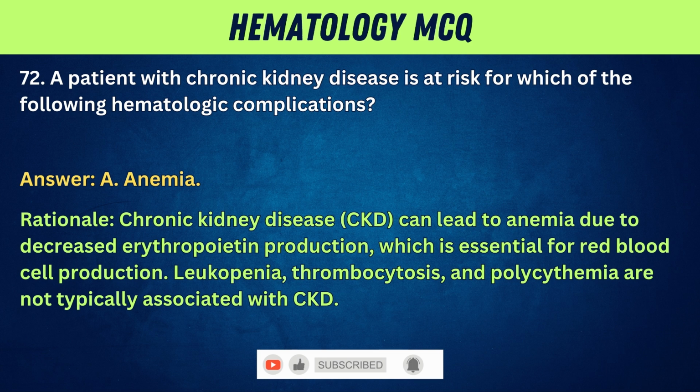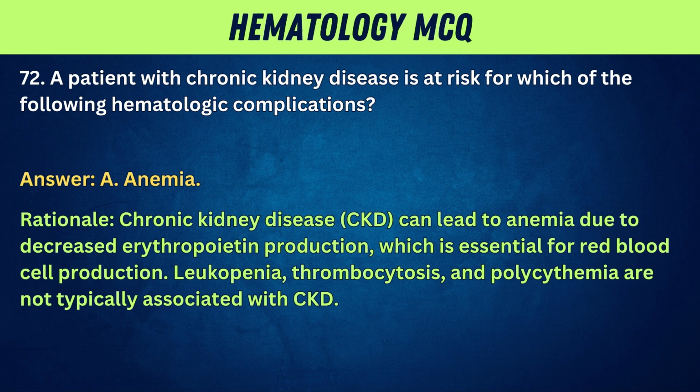Anemia. Rationale: Chronic kidney disease, CKD, can lead to anemia due to decreased erythropoietin production, which is essential for red blood cell production. Leukopenia, thrombocytosis, and polycythemia are not typically associated with CKD.